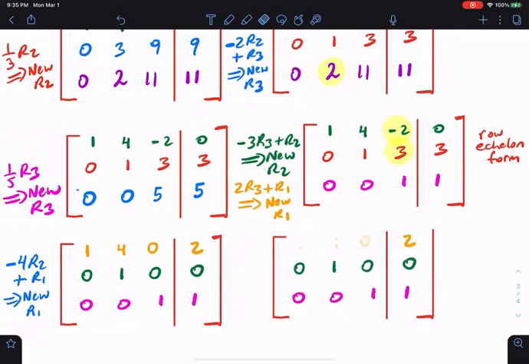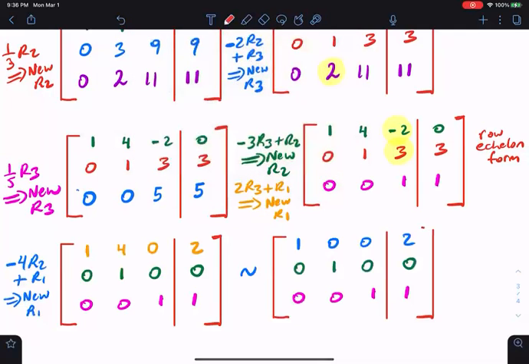The only thing changing is row 1, right? So let's compute. -4 times 0 is 0 plus 1 is 1. -4 times 1 is -4 plus 4 is 0. -4 times 0 is 0 plus 0 is 0. -4 times 0 is 0 plus 2 is 2. I'm done at this point, right?